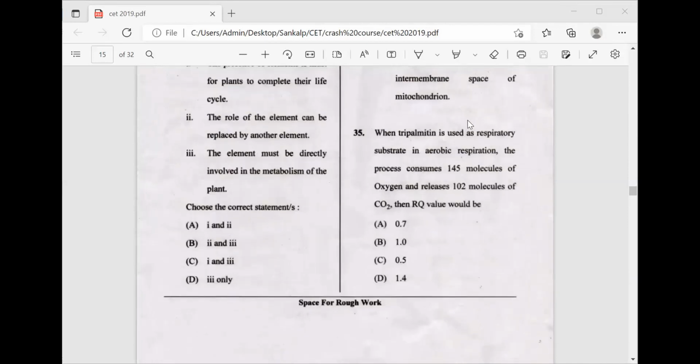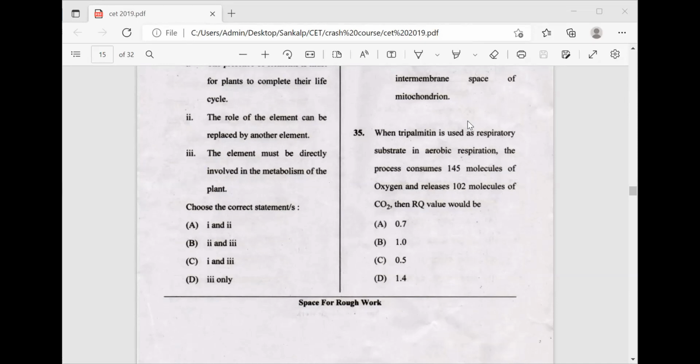Okay. 35th question. When tripalmitin is used as a respiratory substrate in aerobic respiration, the process consumes 145 molecules of oxygen and releases 102 molecules of carbon dioxide. Then what would the RQ value be, that is respiratory quotient? Option A 0.7, option B 1, option C 0.5, option D 1.4.